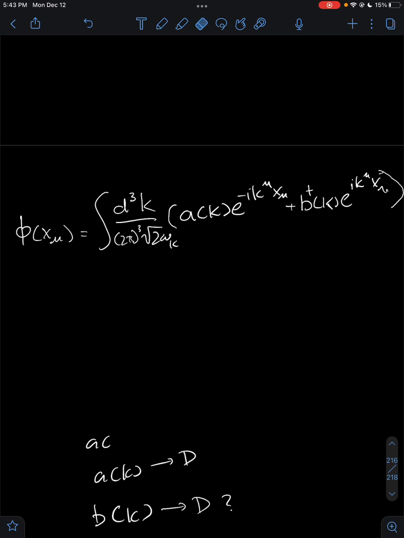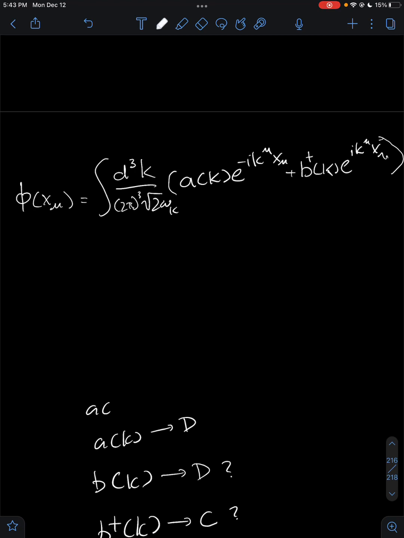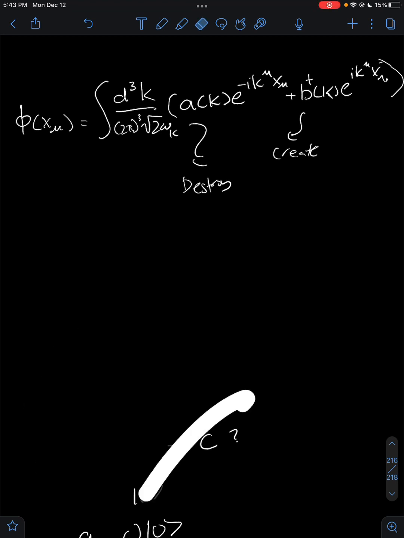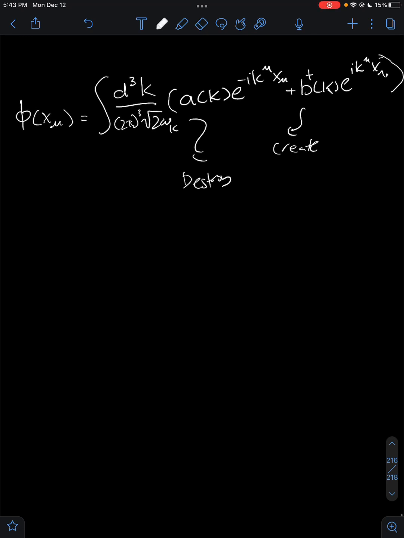So by doing this, B conjugate k is going to create particles and A of k is going to destroy particles. But they are creating and destroying different kinds of particles. But how do we know this? How do we know that they don't create the same type of particle? Well, by doing that, we can look at the charge operator.